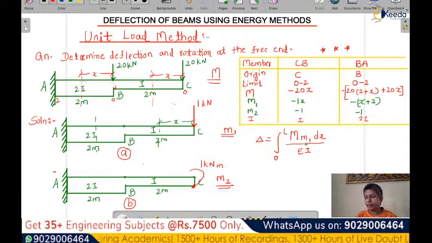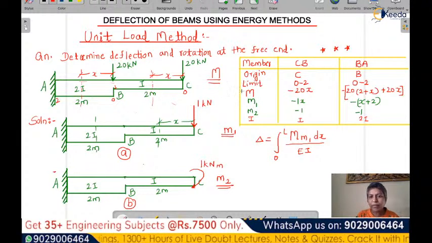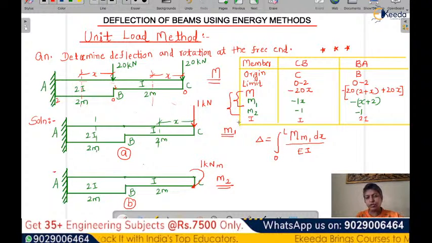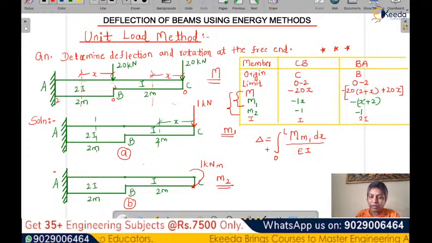M into m1, because we are finding out deflection. For that we are using this part of the deflection, so we are multiplying these two things, m into m1. And when we have to calculate rotation, theta, at that time we are going to multiply m into m2. So these are the two stages we are going to do. Now here m into m1, so let's multiply it.